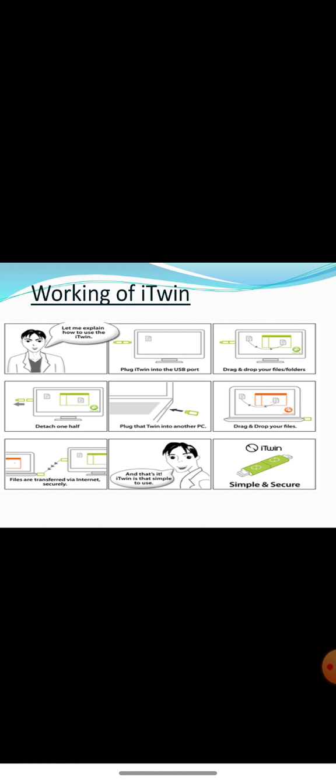Be sure that the two computers are online. Then detach one half of the iTwin and take it with you. Then you can access the shared files by plugging the half you are carrying into any online computer.